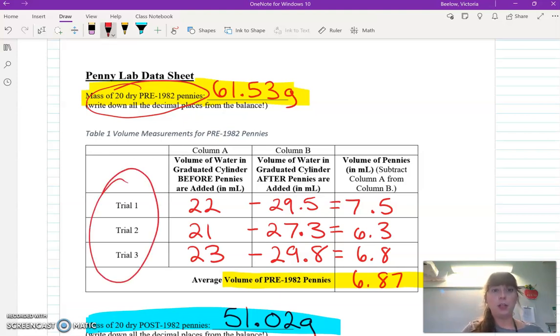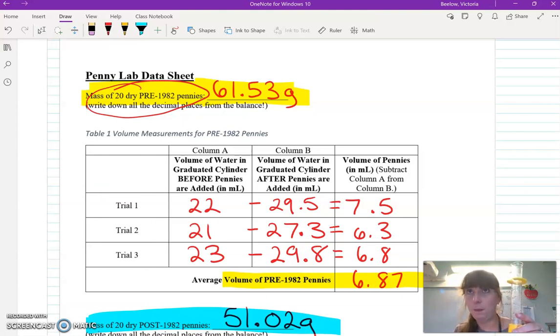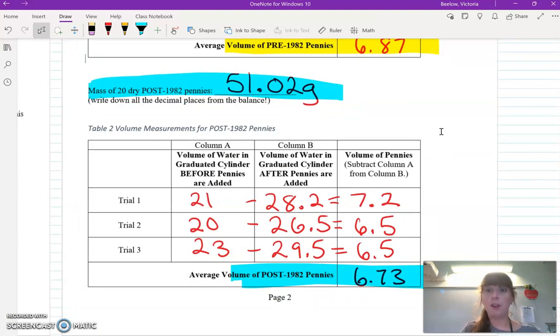Now, you'll notice that there were 3 trials because, think about it, if you're putting pennies in here, some of the water could splash out, maybe the pennies weren't dry and they already had water on them. That can affect your results, okay? Because we can lose water or add water in this process, we want to make sure that we're doing 3 trials so that we can get a good average and more accurate data instead of just doing 1 trial. So this is the data for the pre-pennies, and then I did the same thing for the post-pennies.